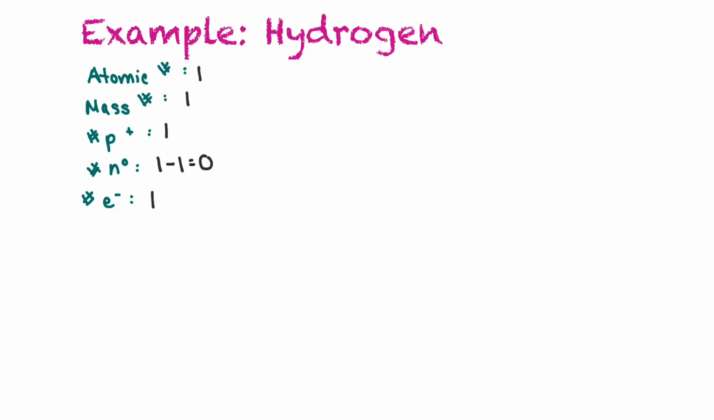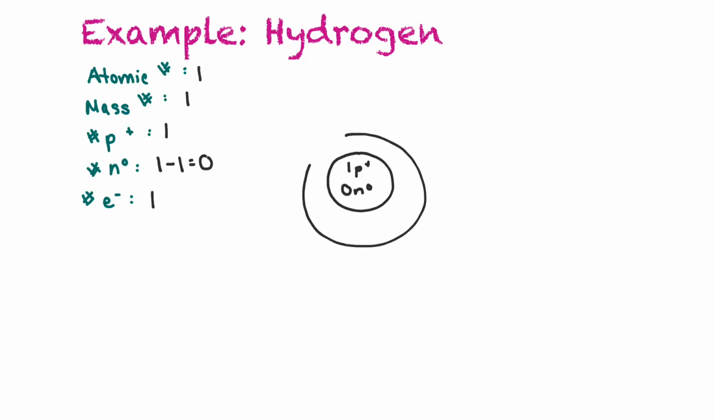So now we're going to draw our circle. So we'll draw a circle, and inside we'll put the number of protons and neutrons. And we can write the symbols instead of writing 1 proton. So it's 1 p and 0 neutrons. And now we're going to draw circles for orbits. And remember, 2 electrons fit in the first orbit. We only have 1, so we're just going to draw 1 electron. And that is our Bohr diagram for hydrogen.